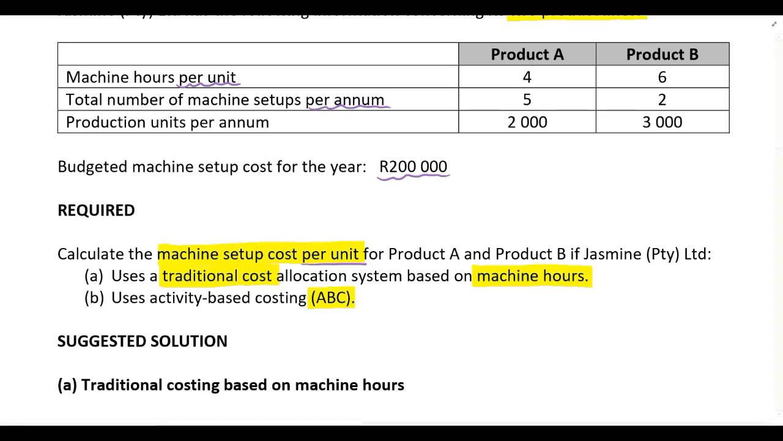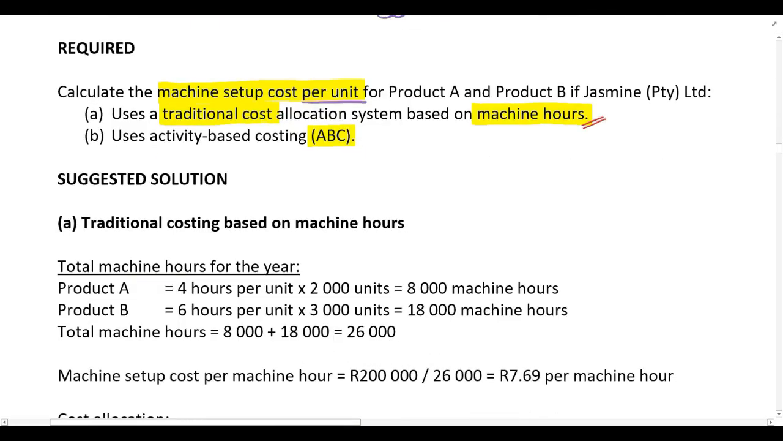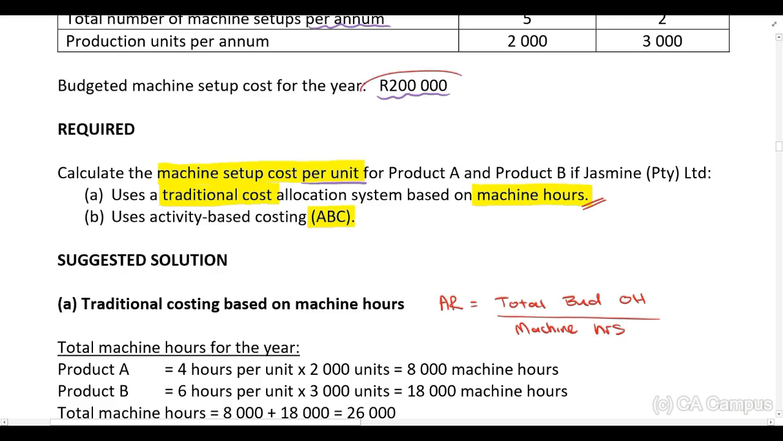All right, so with traditional costing, remember you can use units, you can use labor hours, you can use machine hours. Here they're telling us they're using traditional costing based on machine hours, which means if we need to calculate our allocation rate using traditional costing, we are going to say our allocation rate is our total budgeted overhead cost divided by normal capacity, and in this case, they've told me to use machine hours. I already know what the total budgeted cost for the year is. The total budgeted cost for the year is 200,000 Rand.